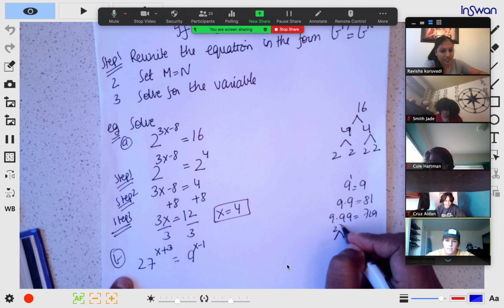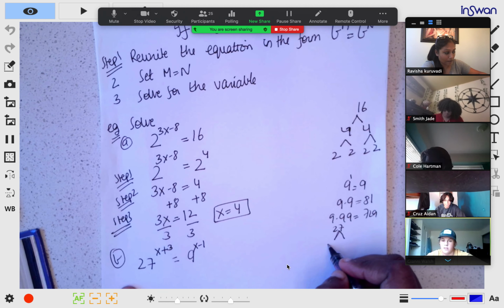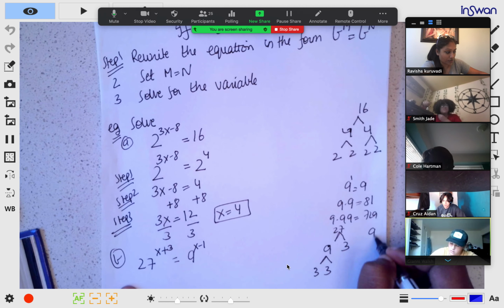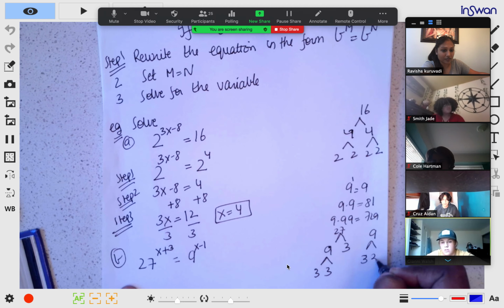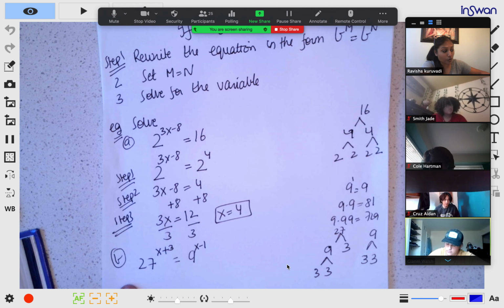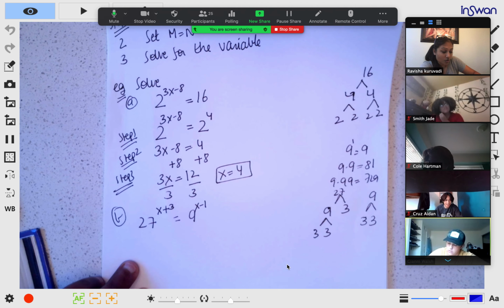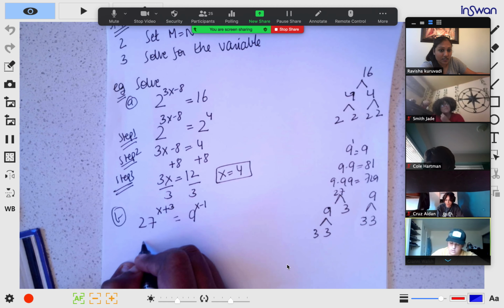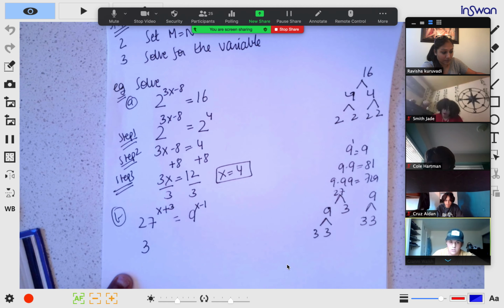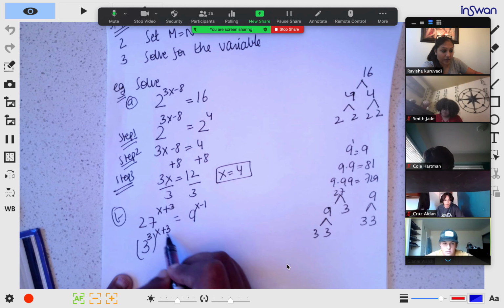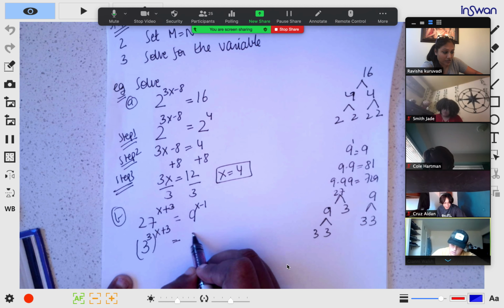27. What are the factors of 27? 9 and 3. And then 9 you can further divide into 3 and 3. Again, let's make factors of this 9. You're saying 3 and 3. Yes. Note, both of them have factors of 3. So I can write 27 as 3 to the power of what? 3 to the power of 3, and this x plus 3 was outside. And 9 you can write as 3 to the power of 2, and you had outside x minus 1.